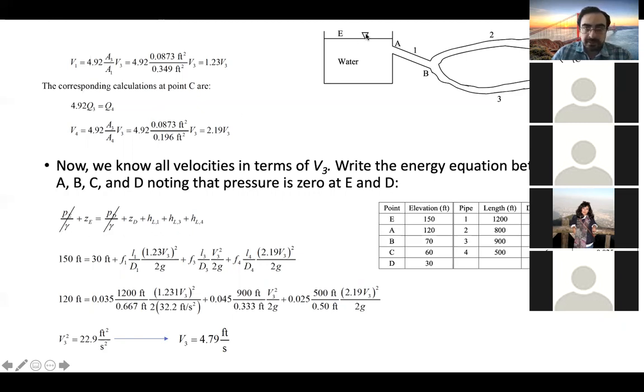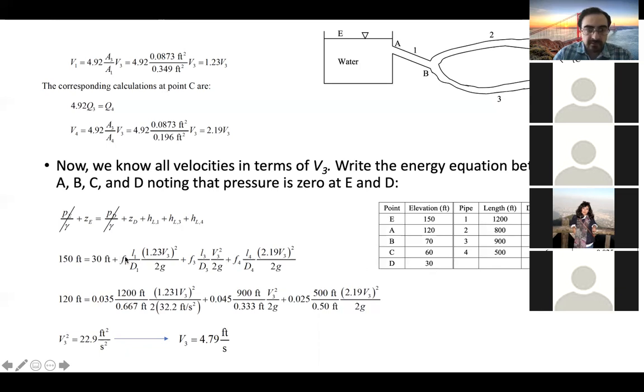Because PE and PD equal the atmospheric pressure, in terms of gauge pressure they are 0, so we can just cancel them. They are both 0 here. And so then we have a relation between different HLs. ZE, the elevation at E, is 150 foot, so I just write it here, equals ZD, the elevation at point D, which is 30 foot, shown here in the table.